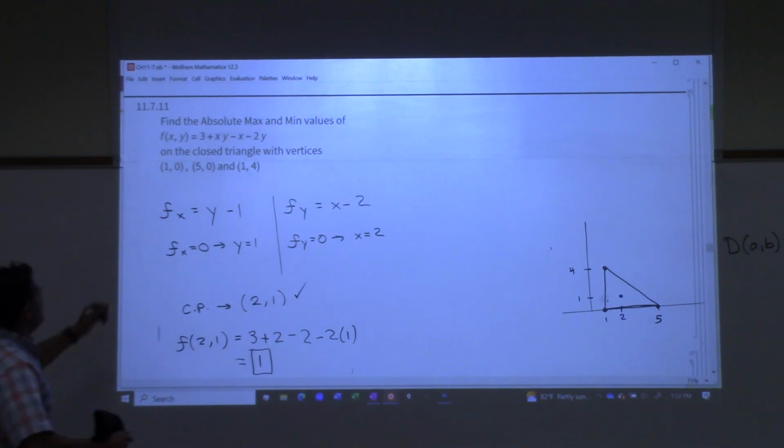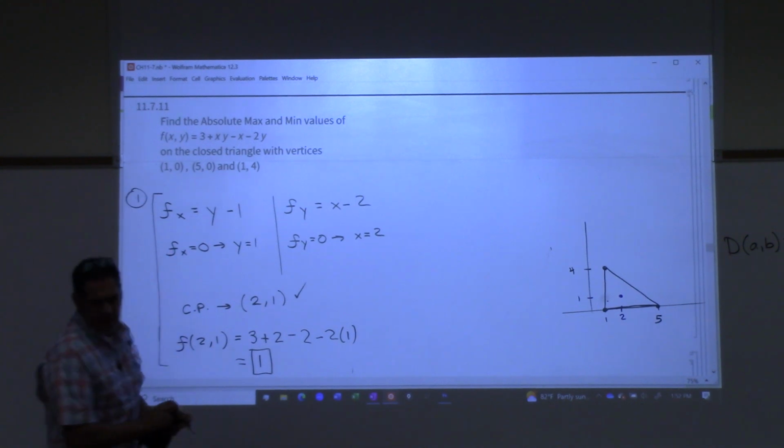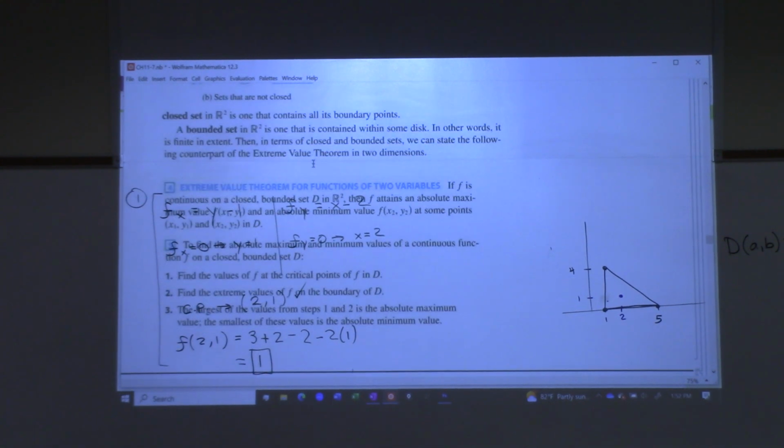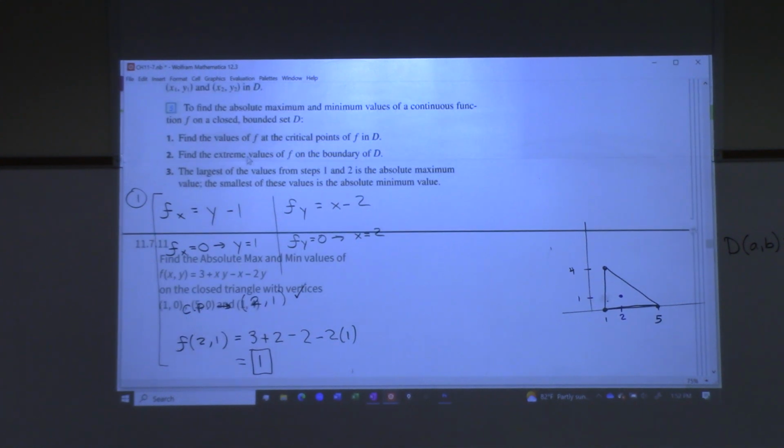So step 2. Let's say all of this right here was step 1, all right? If you look back at the steps I gave you here, the first step, find the values of f at the critical points. We just did that. Now we're going to find the extreme values of the function on the boundary.